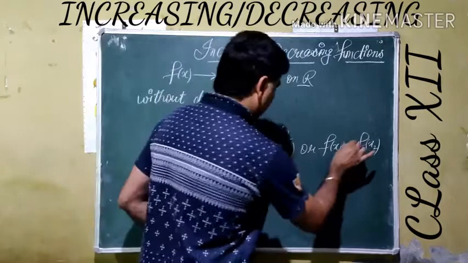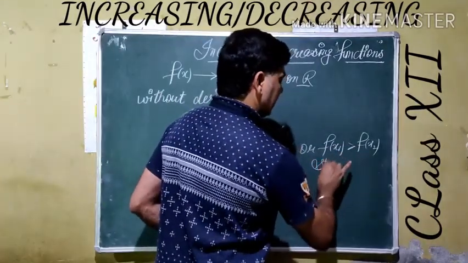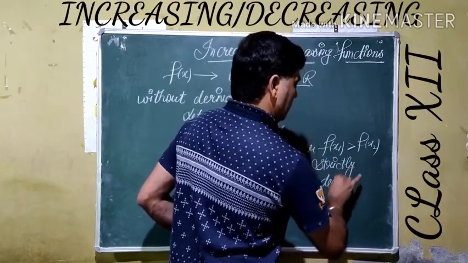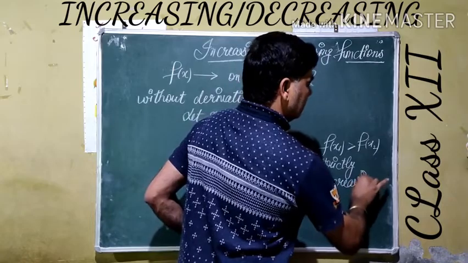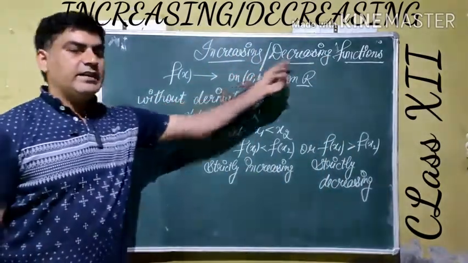Similarly, when the less-than sign becomes its reverse, it is known as a strictly decreasing function. This is the first method to check whether the given function is increasing or decreasing.